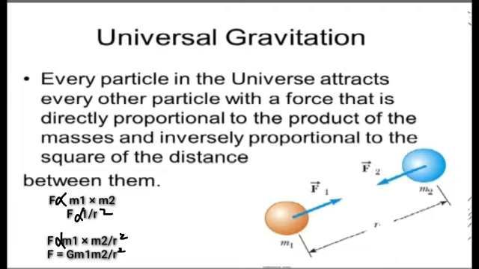Now let's learn about Newton's universal law of gravitation. You can see two objects here, M1 and M2. They can be considered as two objects in space too, like two planets. They have a force of attraction between them, and that force of attraction is F1 and F2, and the distance between the objects is R.